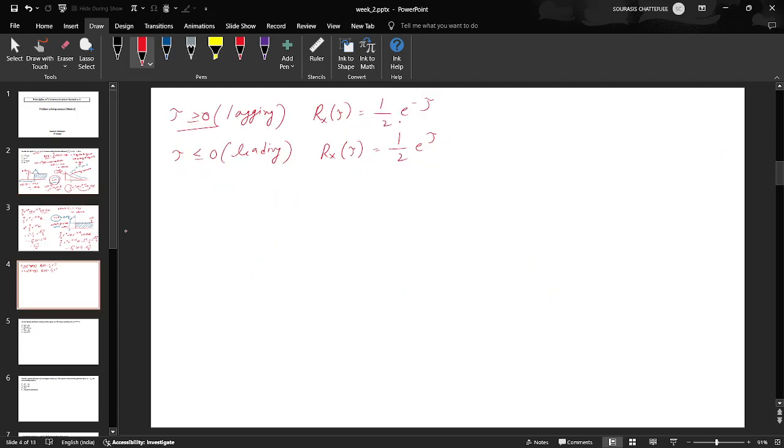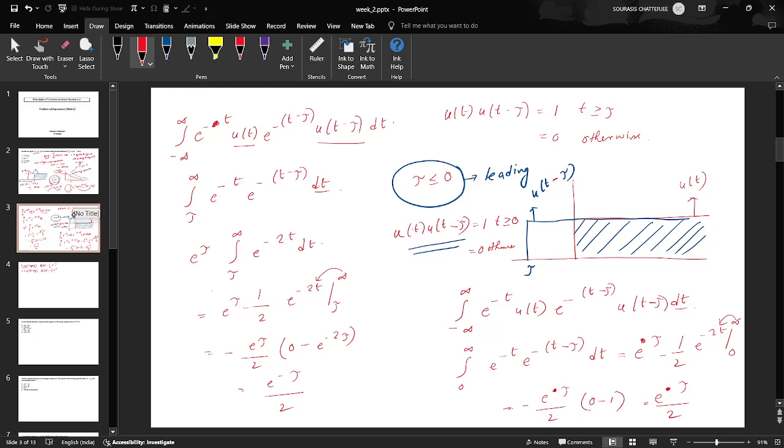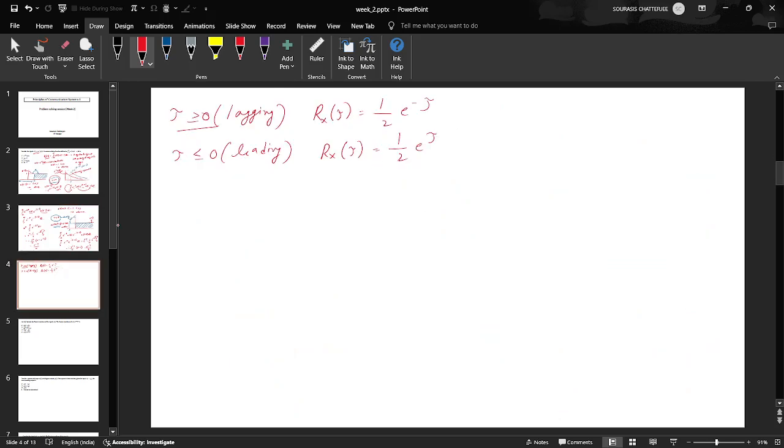So we can see that when tau is positive, that is the lagging case, we'll have autocorrelation function 1 over 2 e to the power minus tau. When tau is negative, that is the leading case, we'll have Rx(tau) equal to 1 over 2 e to the power tau. If I would like to write in a compact notation, you can write Rx(tau) equal to 1 over 2 e to the power minus absolute value of tau. And how can you do that? When tau is positive, the absolute value of tau is nothing but tau, so you can just remove the absolute sign and obtain 1 over 2 e to the power minus tau.